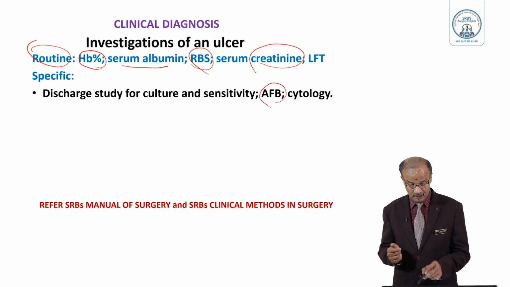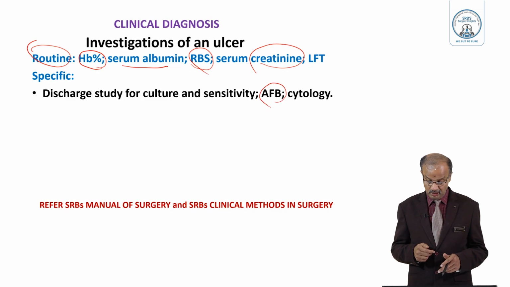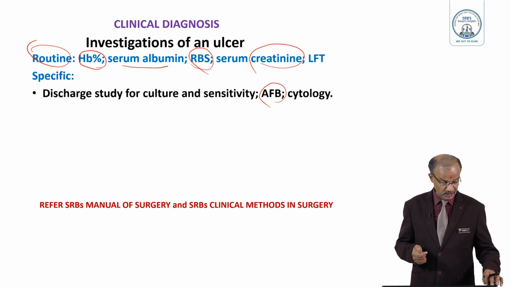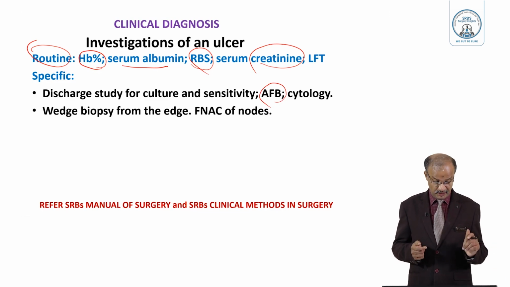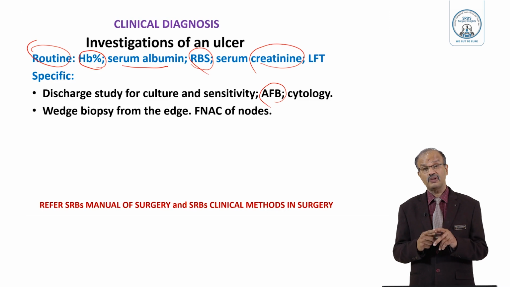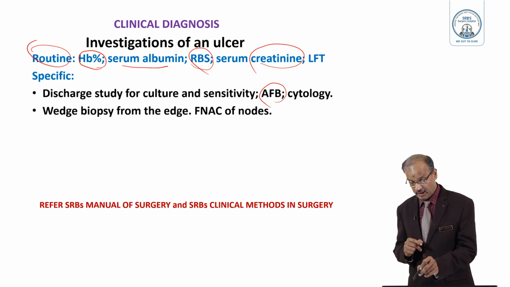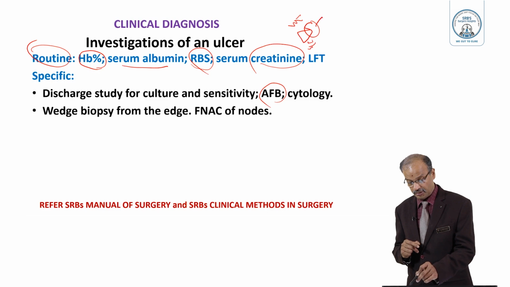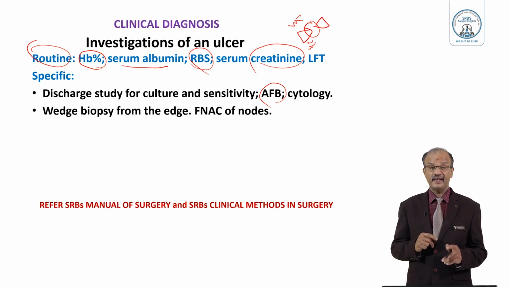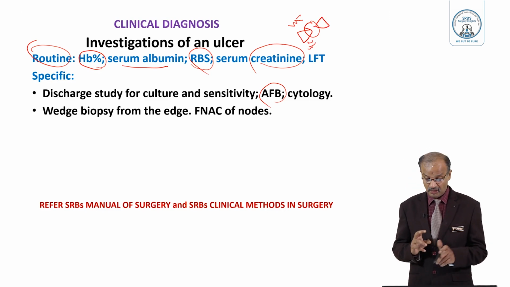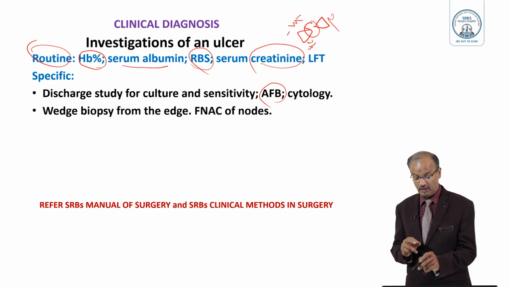AFB when you suspect tuberculosis, cytology when you suspect malignancy. So, wedge biopsy from the edge. It's not just an edge biopsy. You take a wedge biopsy. Usually one-third from the ulcer and two-thirds from the margin. Ideally you are supposed to take at least two biopsies from diagonally opposite sides, one, two minimum.